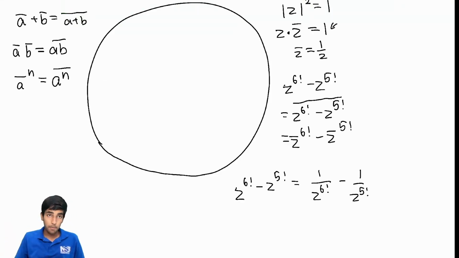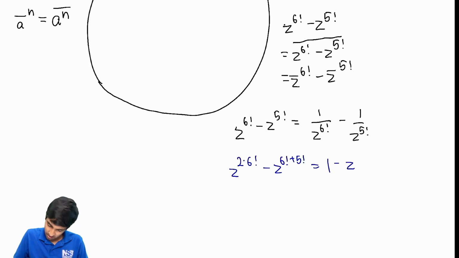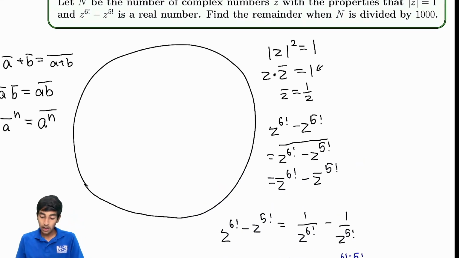Now, multiply the whole equation by z to the 6 factorial. You get this, equals 1 minus z to the, what would it be? It would be 6 factorial minus 5 factorial. And take a look, this has a degree of 1440. 1440 is the degree of this polynomial.